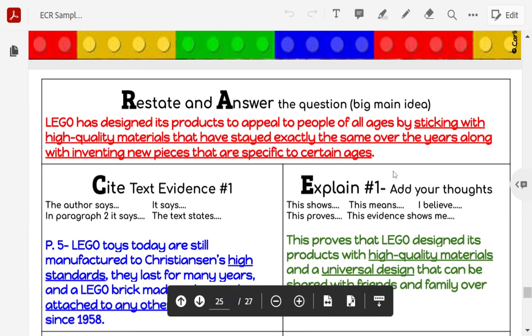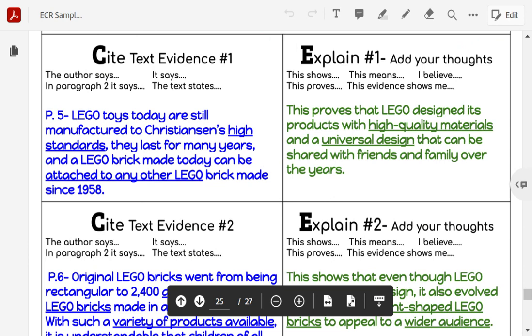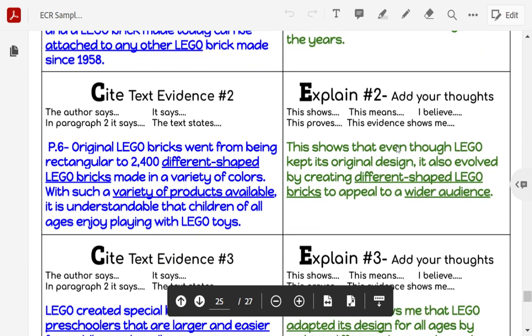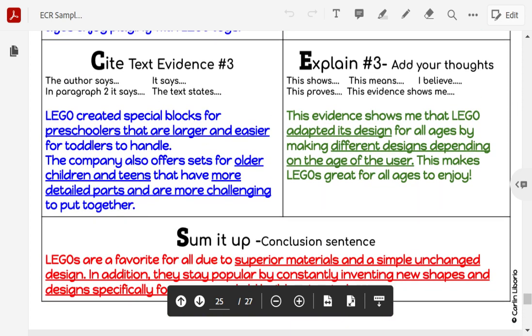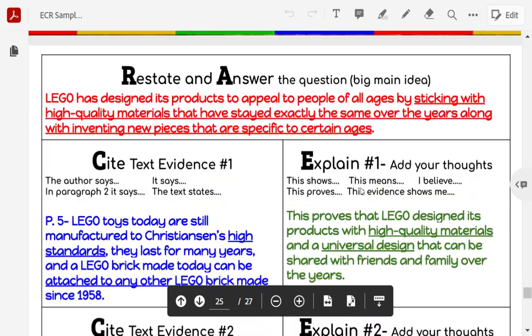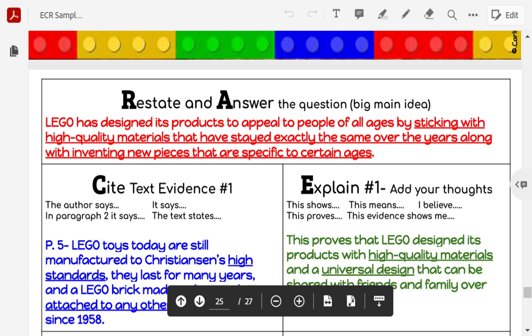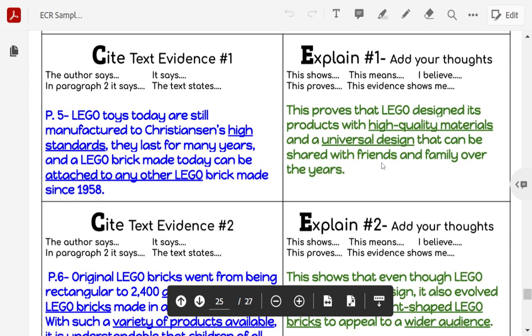So then I was like, okay, now with my underlining, I can see certain themes. I can see this was about the high quality materials. They kept the design the same. Then they created different shape Legos, and then they made a special one for toddlers and more challenging ones for teens. So then I summarized that and I said, Lego has designed its products to appeal to people of all ages by sticking with high quality materials that have stayed exactly the same over the years, along with inventing new pieces that are specific to certain ages. So that's how I summarize that.